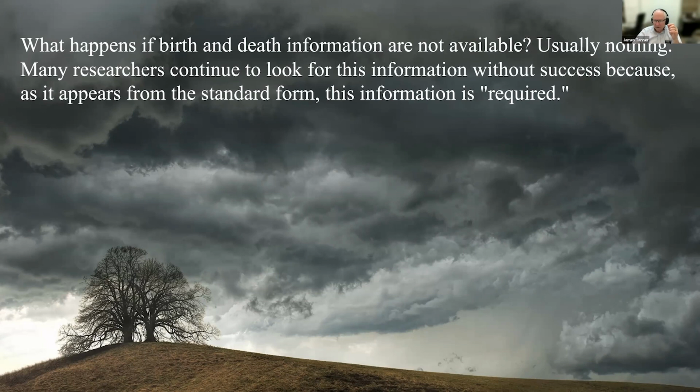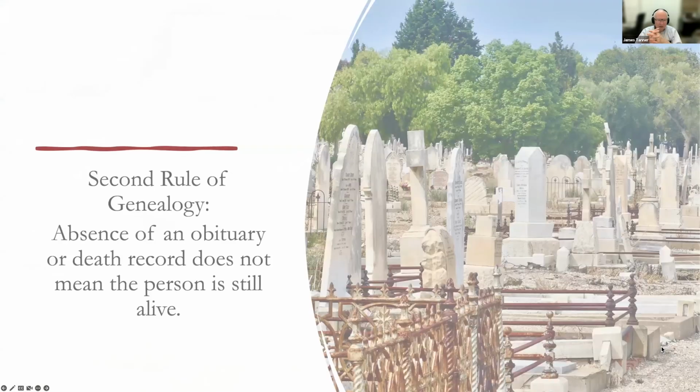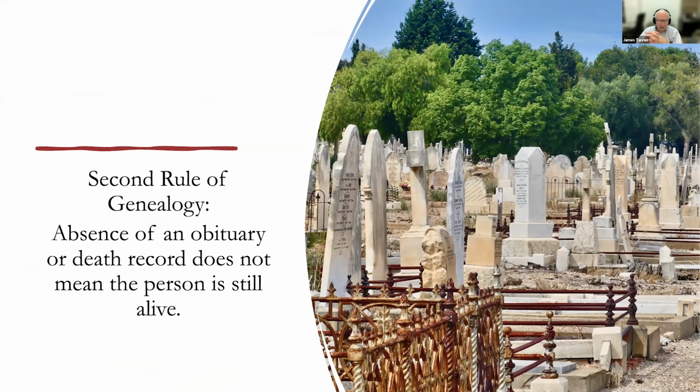This actually is the second rule of genealogy. The second rule of genealogy is: absence of an obituary or death record does not mean the person is still alive. And you can rephrase that as you wish. Absence of a birth record does not mean the person was not born, and absence of a marriage record does not mean the person was not married.